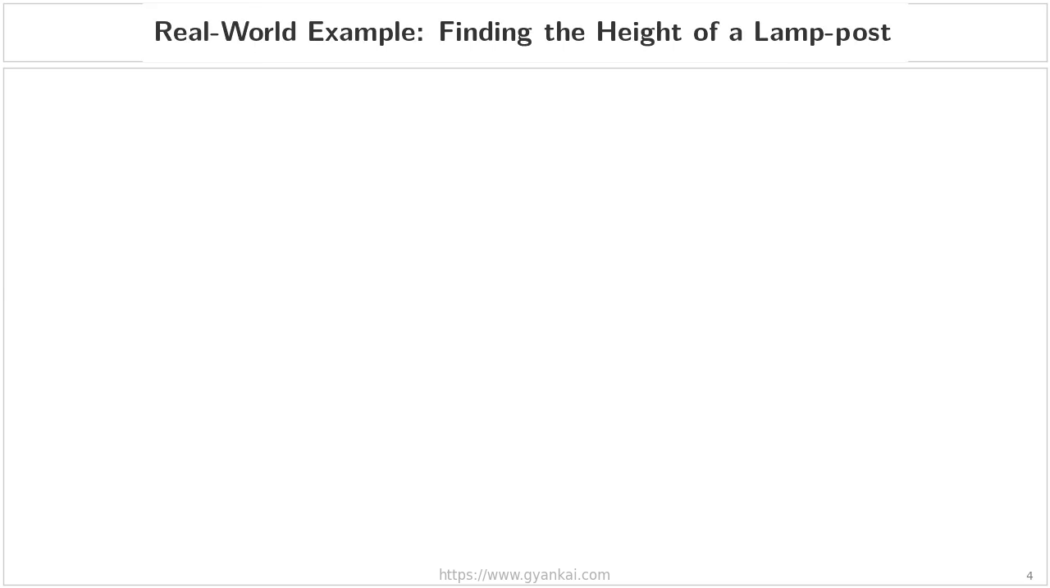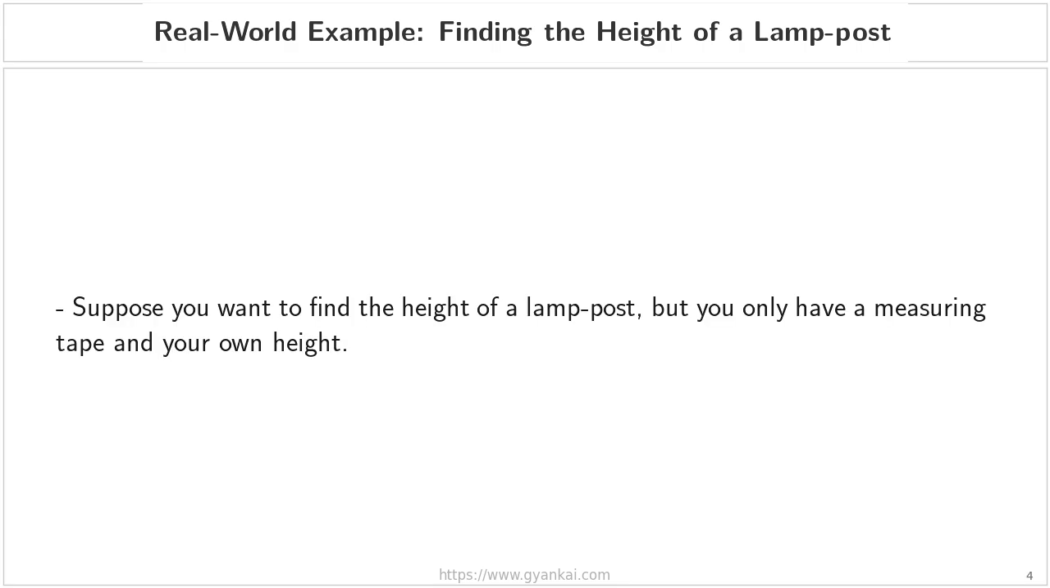Real-world example. Finding the height of a lamppost. Now, let's put that theory into a practical scenario. Imagine you are standing outside and you want to find the height of a tall lamppost. However, you don't have a ladder or a long enough measuring tape to reach the top. All you have is your own height and a measuring tape to measure shadows on the ground.